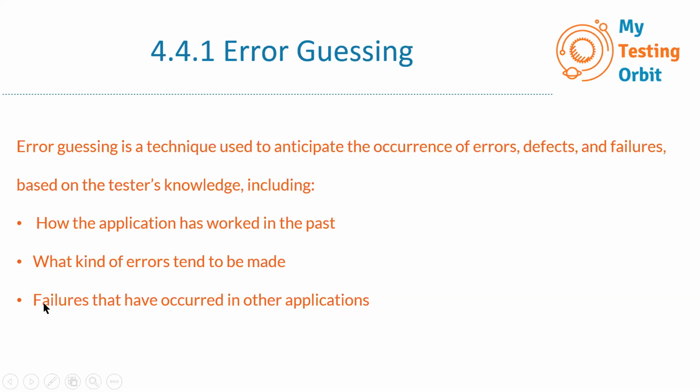And the third one is failures that have occurred in other applications. Okay, so in this case, let's say it's a new project, but the domain is the same as the other applications which someone has worked on before, and based on that, they can recall what the failures were last time, and we can avoid those in this new system, this new application.